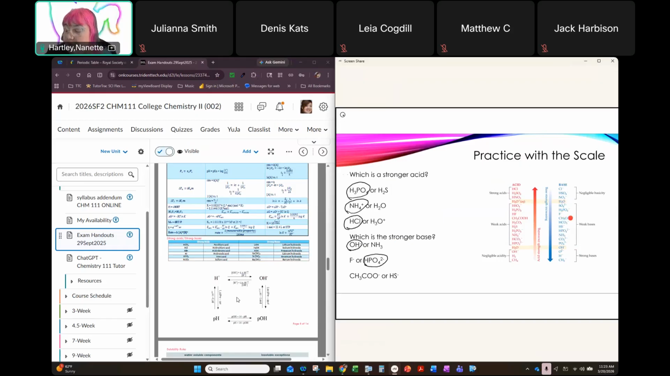CH3COOH is right here. And then we have to find HS minus in comparison to it. And HS minus is down here, a couple down, so that's below it, and therefore a better base. Okay? So again, just comparing where they are on the scale. Questions?